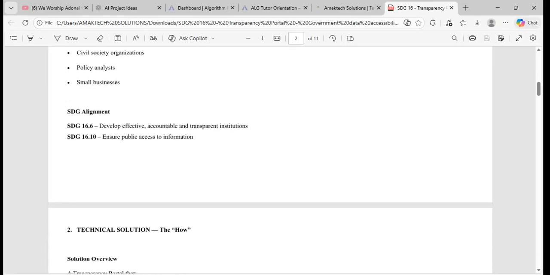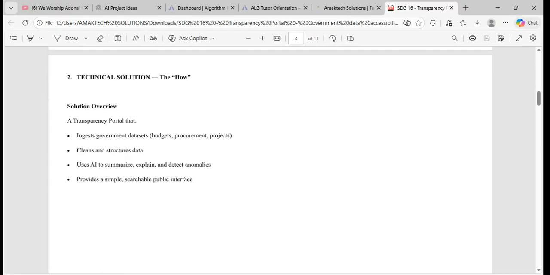The SDG alignment is with SDG 16.6, which is to develop effective, accountable, and transparent institutions, and SDG 16.10, which ensures public access to information.